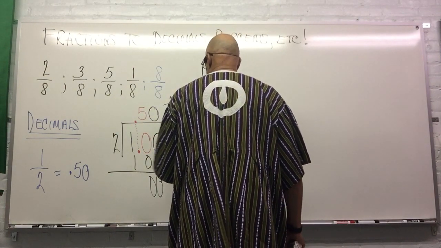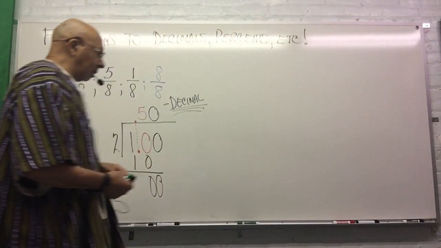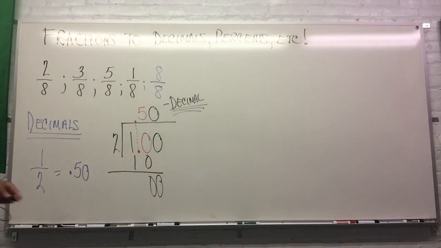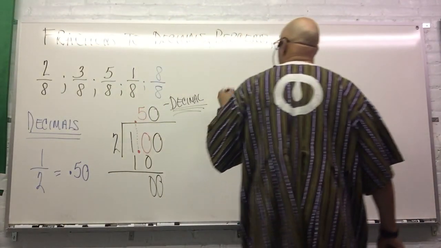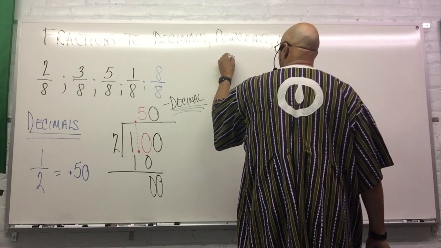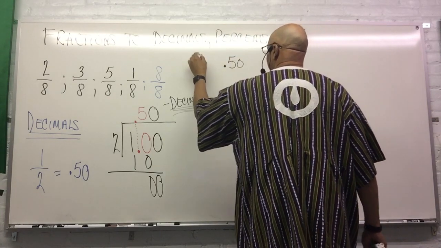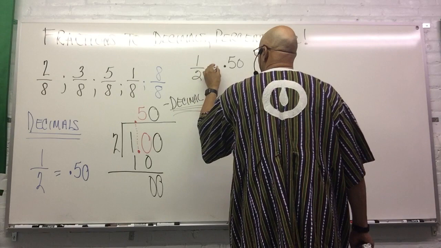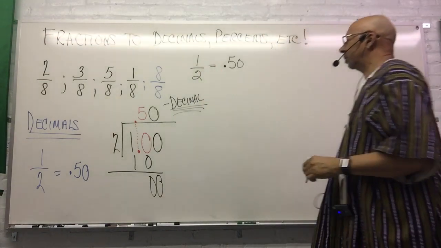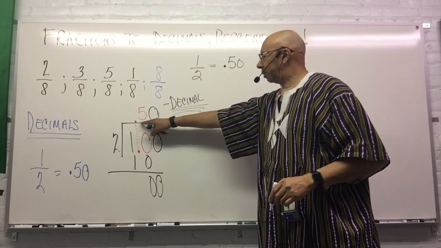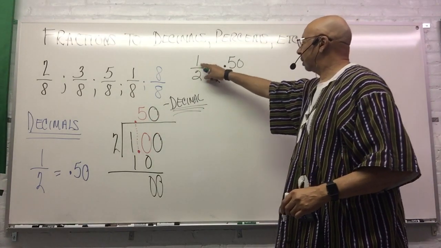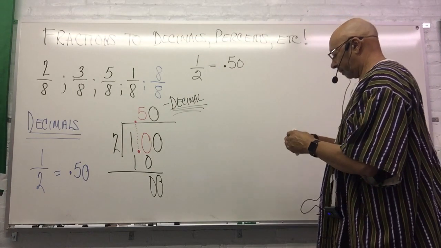That's our decimal, so we're doing well. Now, I'm going to skip to something else that's another topic, but it's so close to our understanding right now that I would be doing you a disservice not to mention it. So now we know that 1/2 equals 0.50 because 1 divided by 2 turns out to be 0.50.